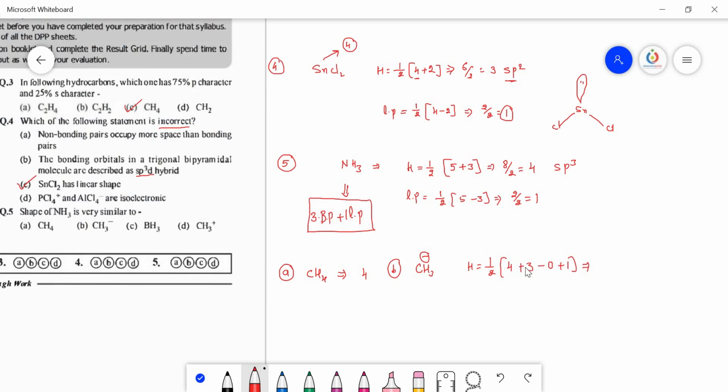So now it is equal to (4 plus 3, 7 plus 1, 8) by 2, which means 4. That means it follows sp3 hybridization.